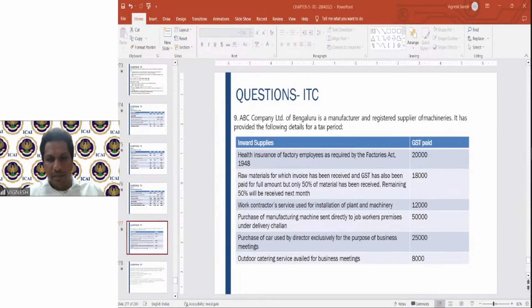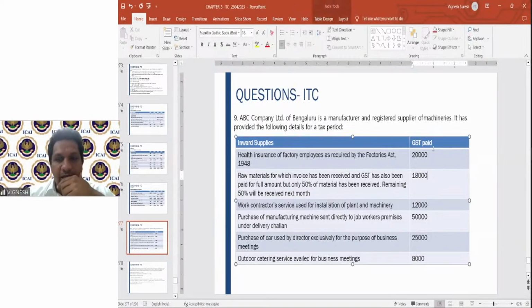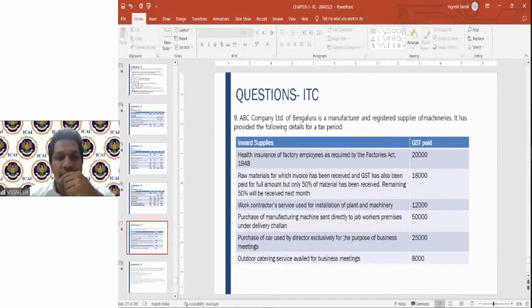Okay, this is basically a fairly simple problem compared to what we have done till now. ABC Limited of Bangalore, manufacturer and registered supplier of machineries. It provides the following details: health insurance of factory employees as required under the Factories Act, 20,000. Raw materials for which invoice is received, GST also has been paid, but only 50% material received, remaining 50% received next month, 18,000. Again, GST paid is given here. Don't forget to not read all of this. You have to read it very clearly.